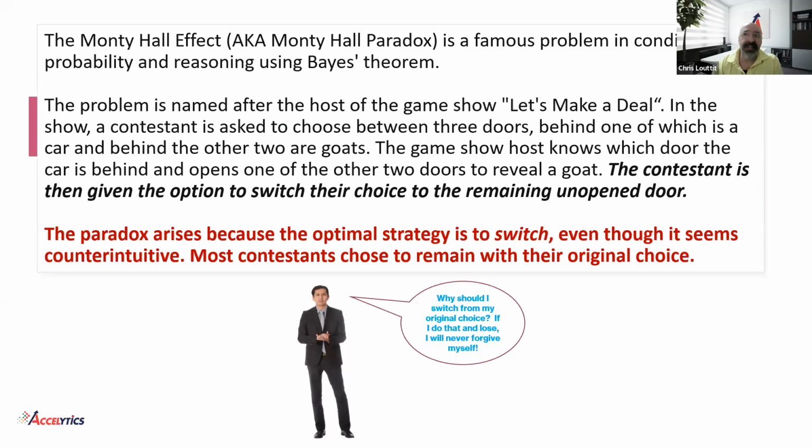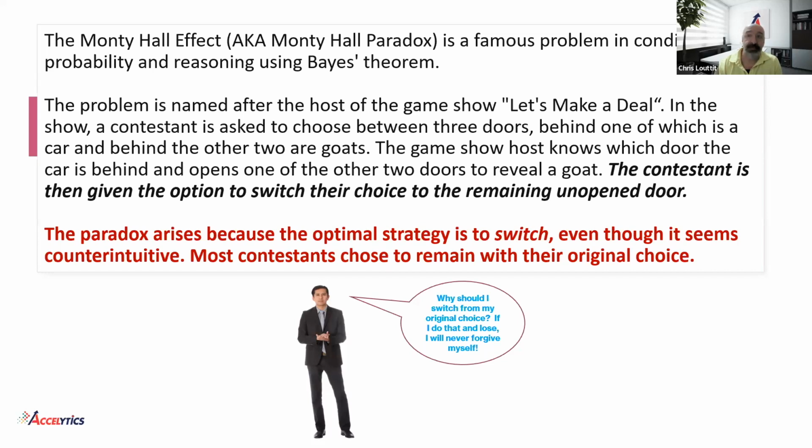In the show, a contestant is asked to choose between three doors, behind one of which is a prize, a car, and behind the other two are goats. The game show host knows which door the car is behind, and he opens one of the two remaining doors to reveal a goat. Then, the important part here is the contestant is given the option to switch their choice to the remaining unopened door. The paradox arises because the optimal strategy is to switch, even though it seems counterintuitive. Most contestants chose to remain with their original choice, and that's actually incorrect.